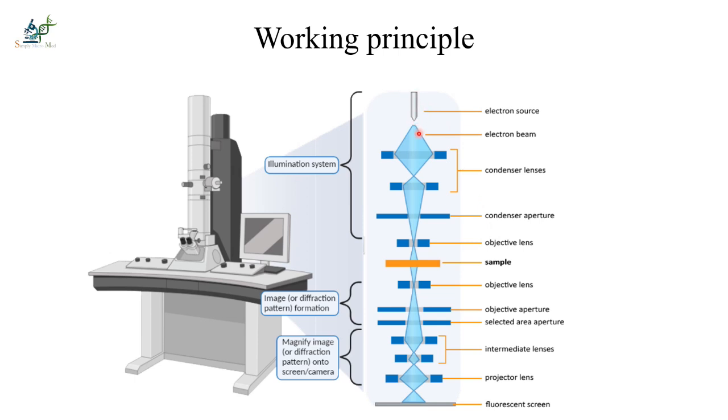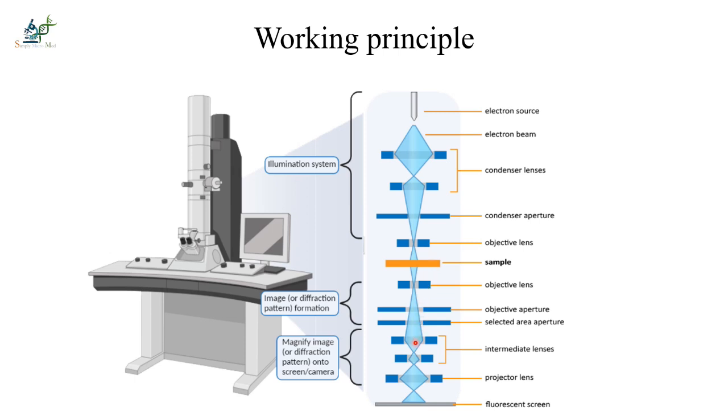This electron beam reaches the condenser. The condenser narrows the diameter of the electron beam. Also, this condenser and the objective lens will focus and project the electron beam onto the sample. The objective lens and the objective aperture will enhance the magnification of the transmitted image.